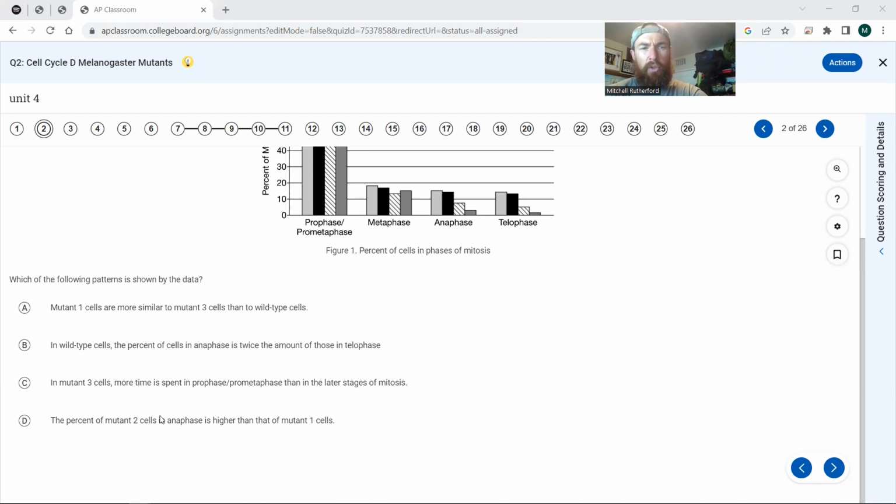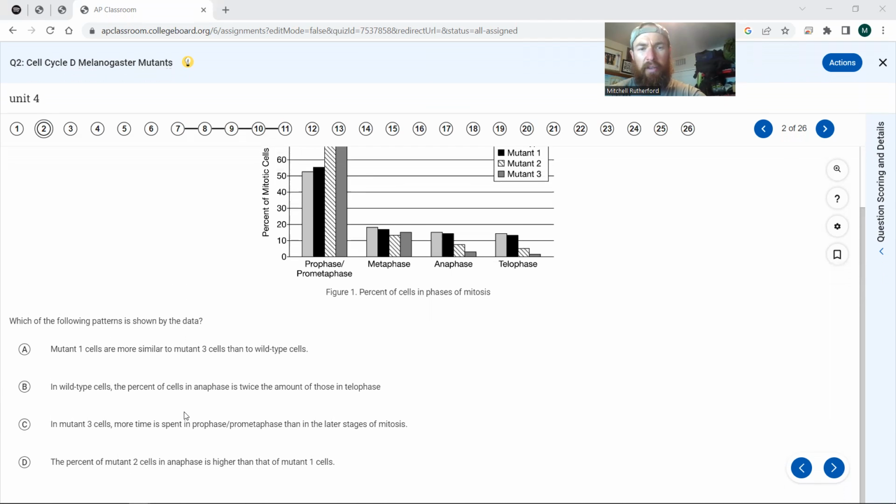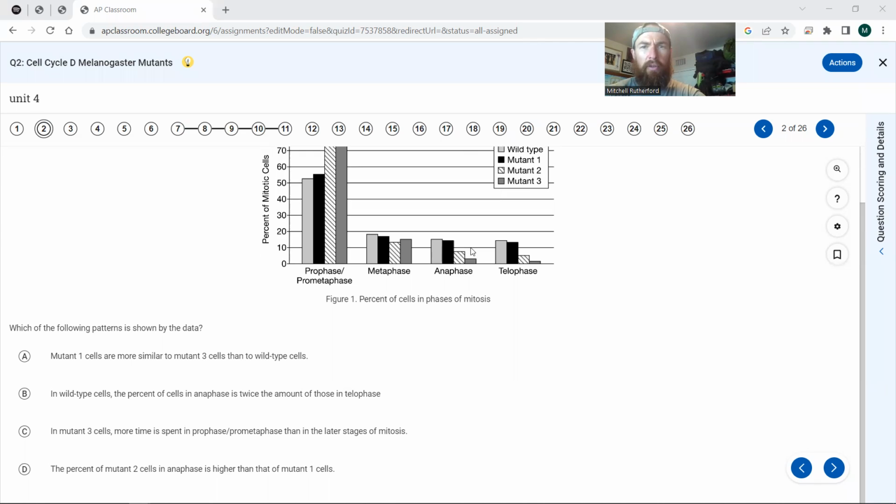The percent of mutant 2 cells in anaphase is higher than that of mutant 1. Okay, so this is basic. Let's look at anaphase. Let's say mutant 2 higher than mutant 1. Mutant 2 is right here. Mutant 1 is dark. And yeah, so that's not true either. So I'm really going to go back to C. If I got to go quick, honestly, I ruled out A, B, and D pretty strong.